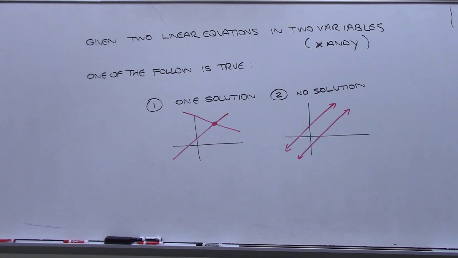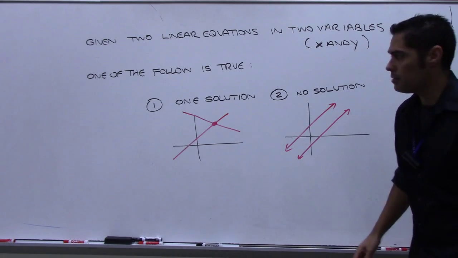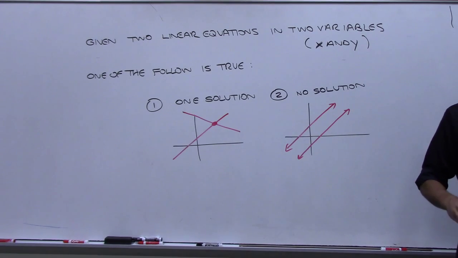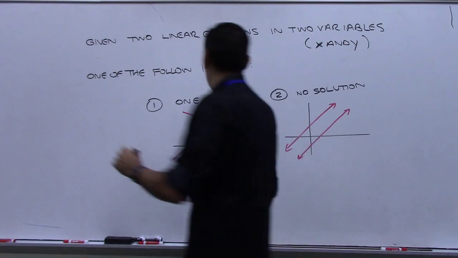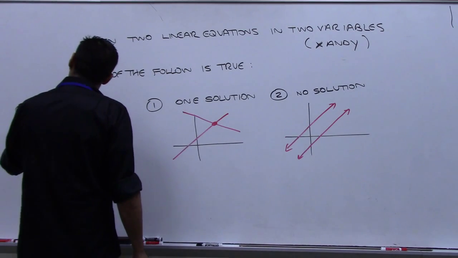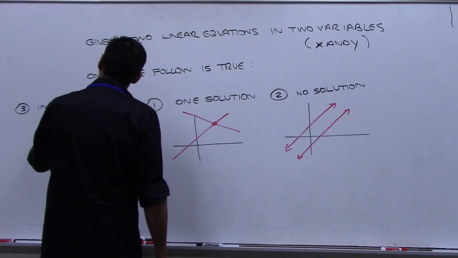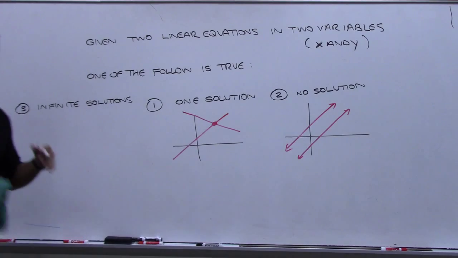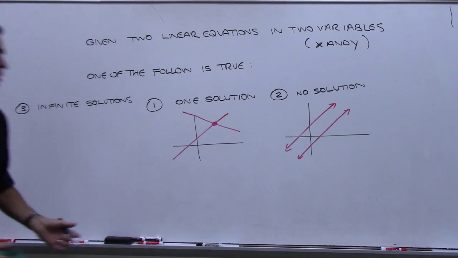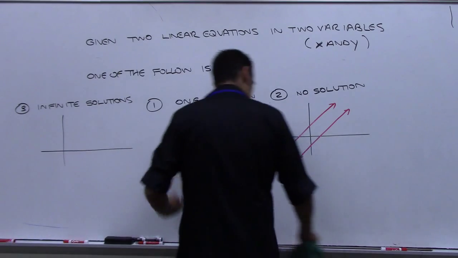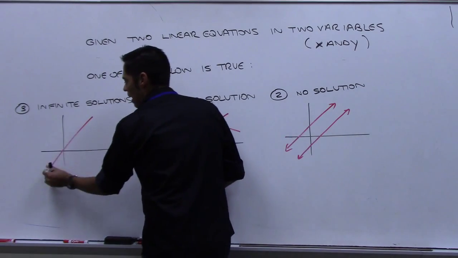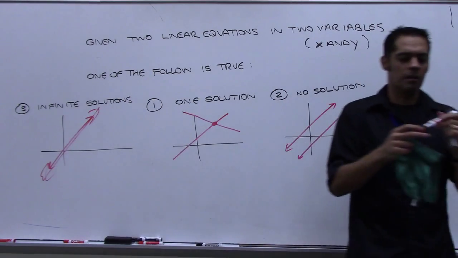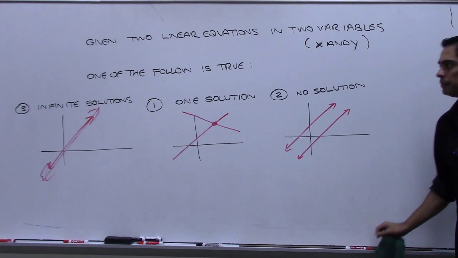And what would be the third type of answer? What if they're the same line? Then they hit each other where? Everywhere, which means you have an infinite number of solutions. Okay, we have to be careful. Infinite solutions. It's not all real numbers, but there are an infinite number of points where they hit each other. This is kind of hard to draw, but it's a line, and then the other line is the same line on top of it. So they hit each other at an infinite number of points. Okay?